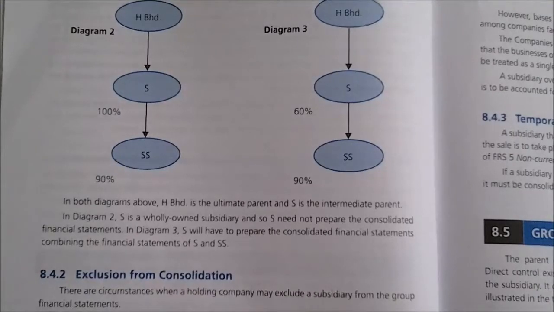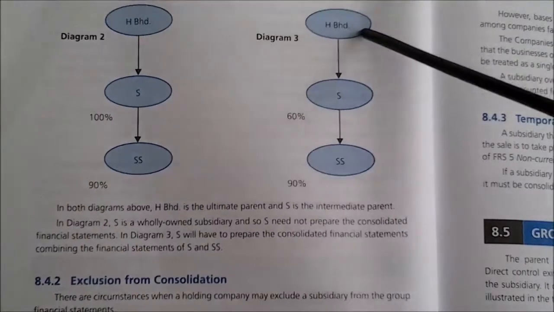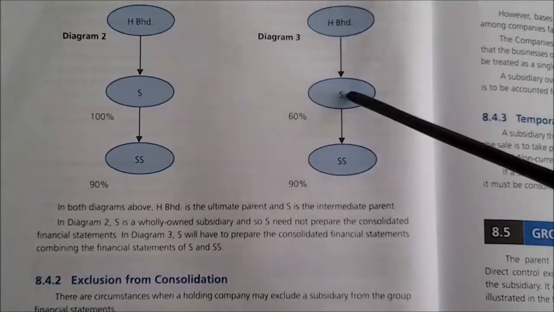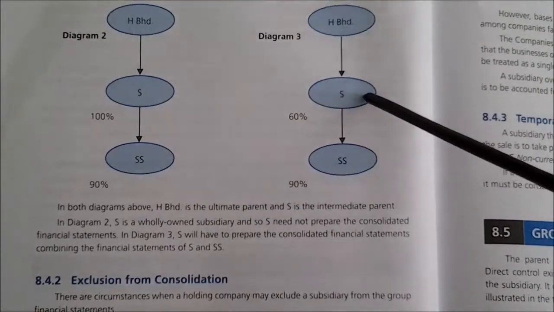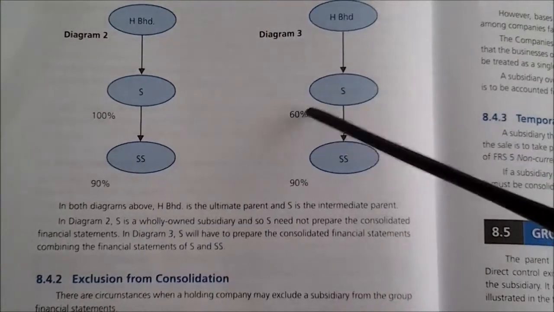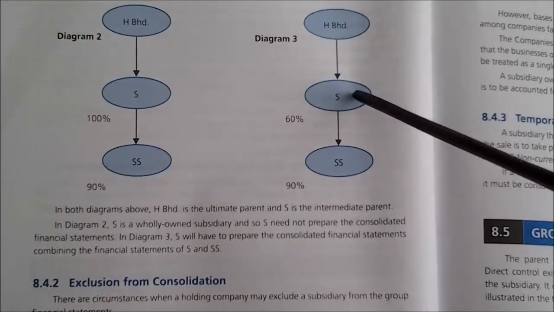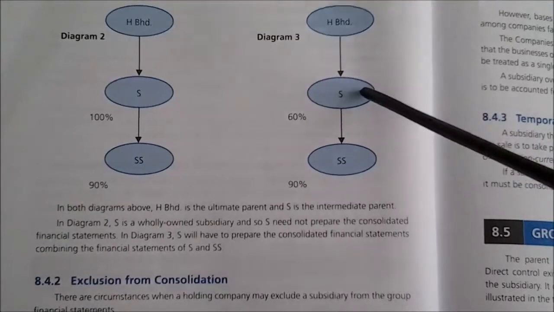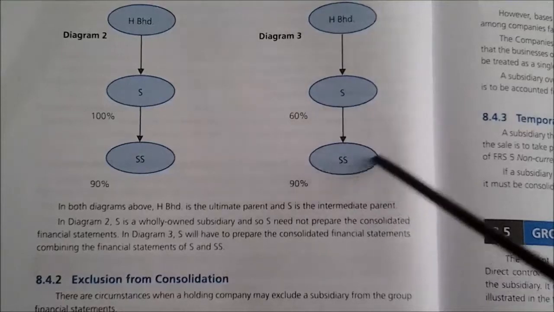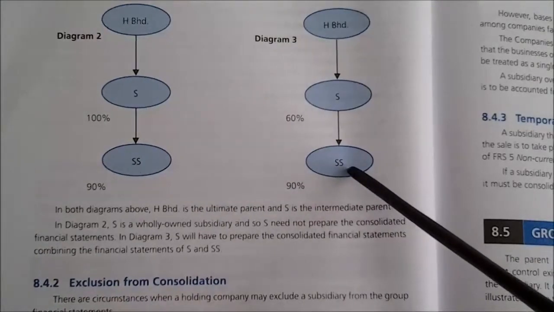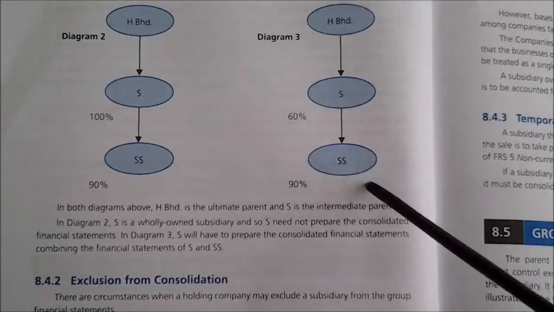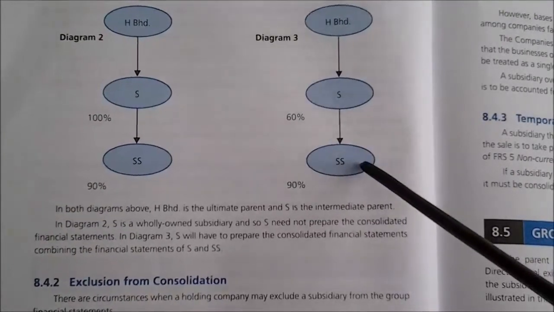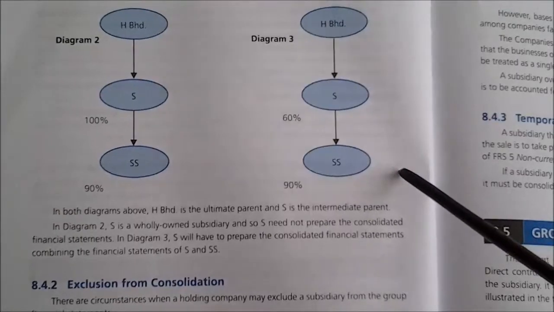Okay, now in this case, H holds only 60% of S, whereas 40% is owned by others. S now has another subsidiary which it holds 90%. So that means there is another 10% which is held by the NCI or the MI.